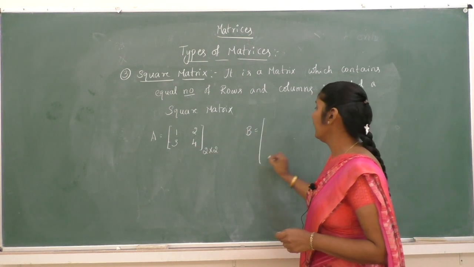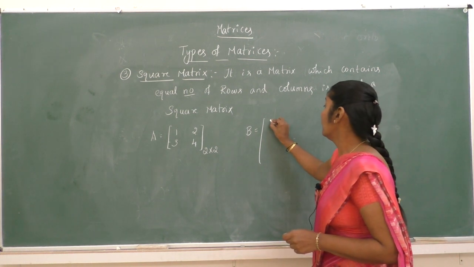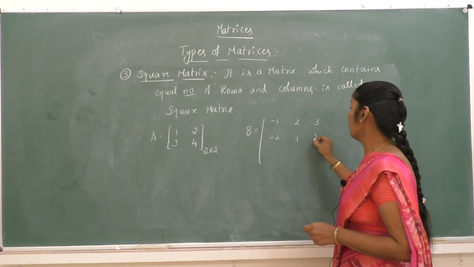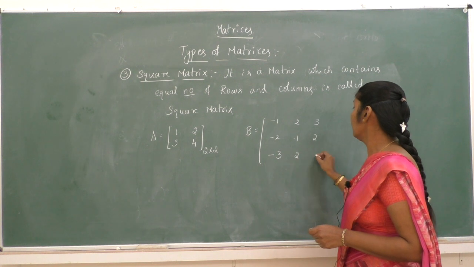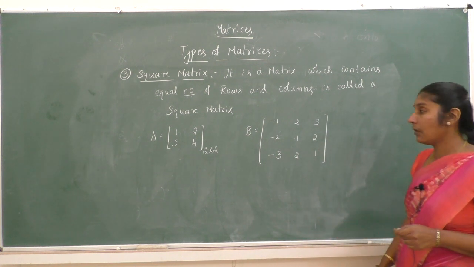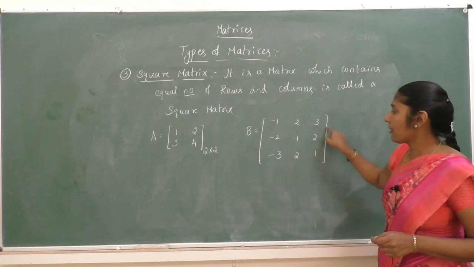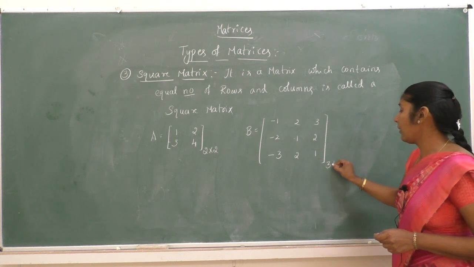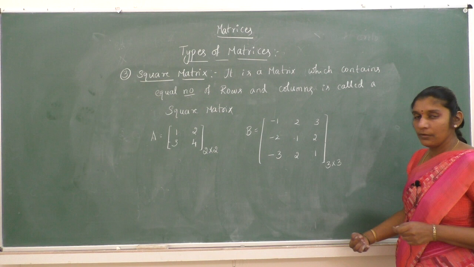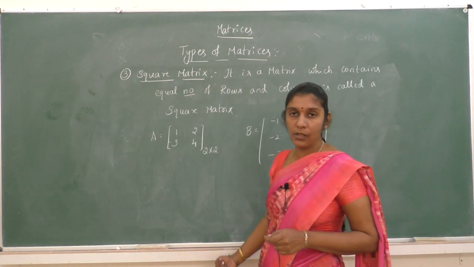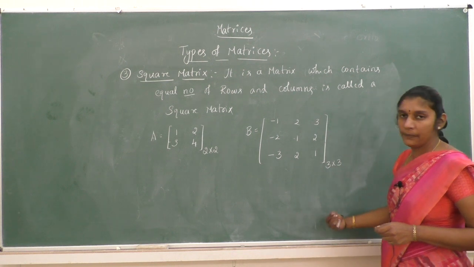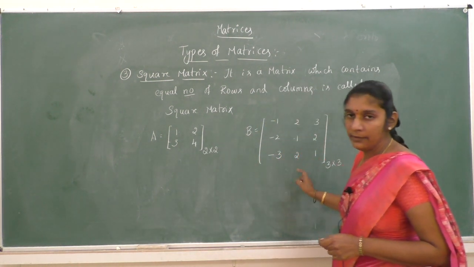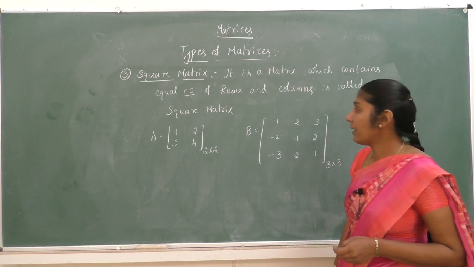Then, capital B, minus 1, 2, 3, minus 2, 1, 2, minus 3, 2, 1. Order of this matrix, how many rows are there? First row, second row, third row, first column, second column, third column. The order of this matrix is 3 cross 3. In the same way, you can write 4 cross 4 matrix, 5 cross 5 matrix. No need of 4 cross 4 and 5 cross 5 matrix. In this chapter, we are going to study 2 cross 2 and 3 cross 3, right? So, this is called a square matrix.